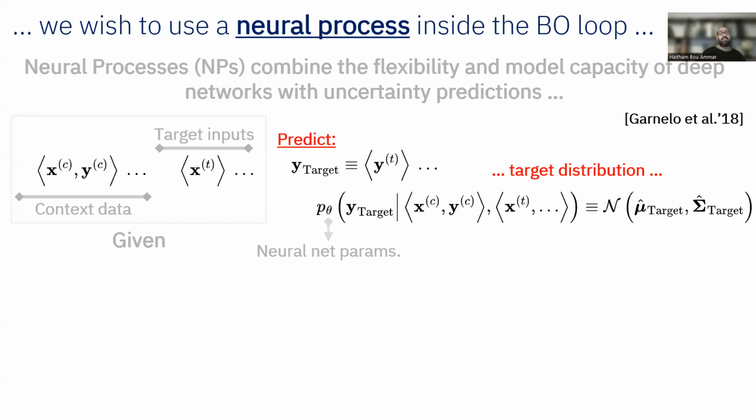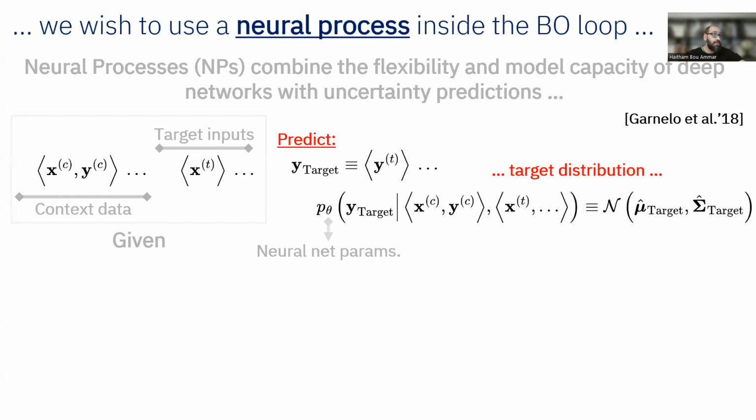One of the works that popularized this was the work from Garnelo et al. in 2018. The idea here is something like this. You have a set of context data, so you're given some points X and Y. This is a set of context data. And then you're given a set of target inputs, X_T, and it's a set of them.